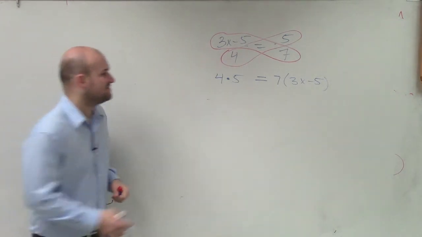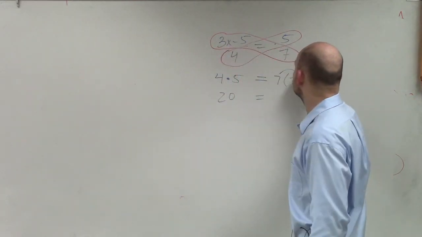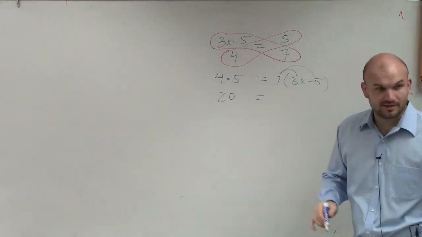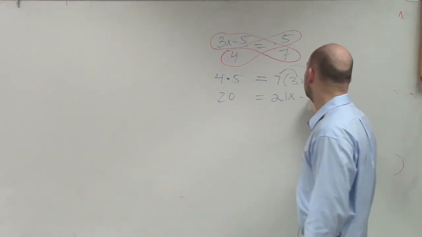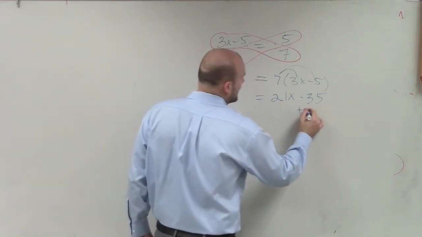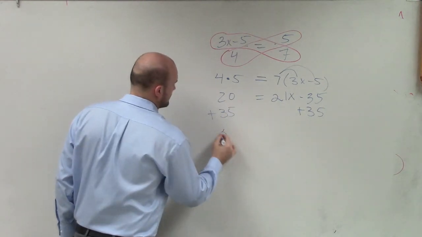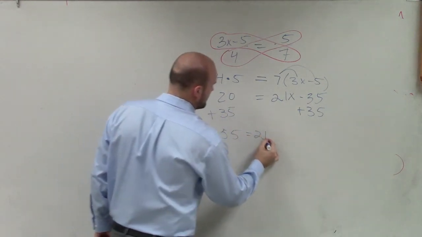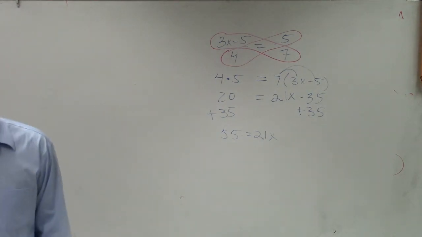So now 4 times 5 is 20. 7 times, now I have to apply the distributive property. You have to make sure you multiply to both of them. So I have 21x, and 7 times negative 5 is negative 35. Then I'll add 35. So now I have 55 equals 21x.